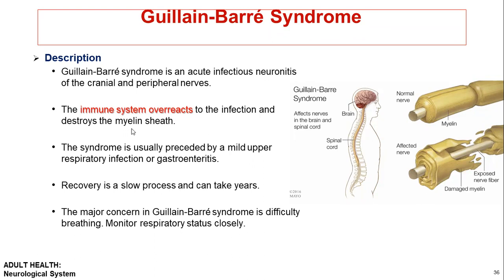Who is affected most? Basically, there are some predisposing events, like GI infection, respiratory infection, even vaccination, pregnancy, or any kind of surgery. These are the predisposing factors that act as a trigger. The symptoms are usually preceded by a mild upper respiratory infection or gastroenteritis. When patients come to the hospital, they give a history of gastroenteritis, GIT infection or respiratory infection.